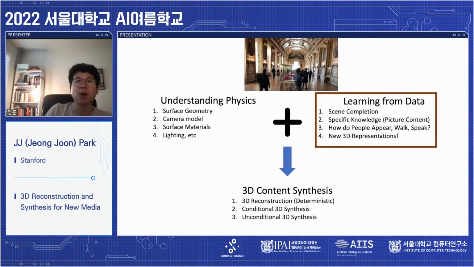So in the next part of the talk, I'm going to focus on this other part where we try to learn the prior knowledge from data. And this could be useful for various purposes, such as scene completion, or trying to create new content, new synthesis, and so on. And to do this, we need to come up with a new 3D representation.